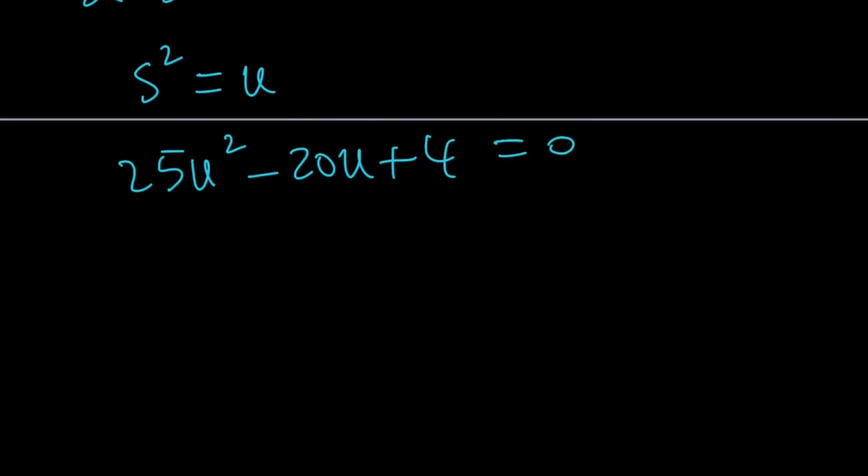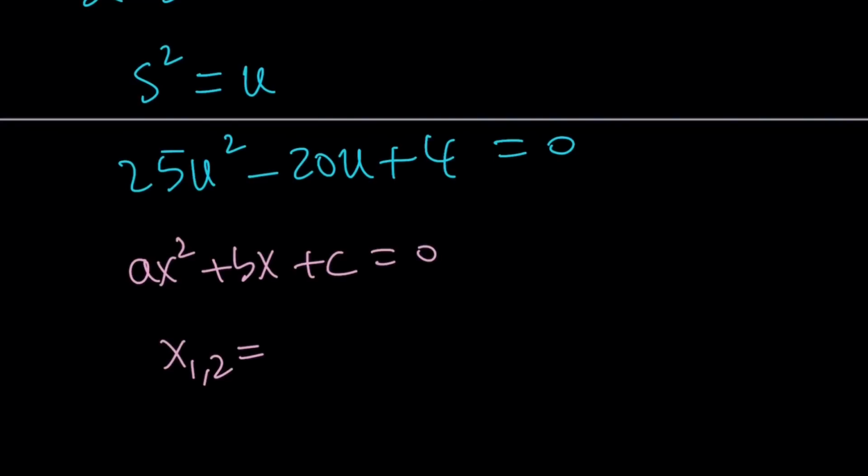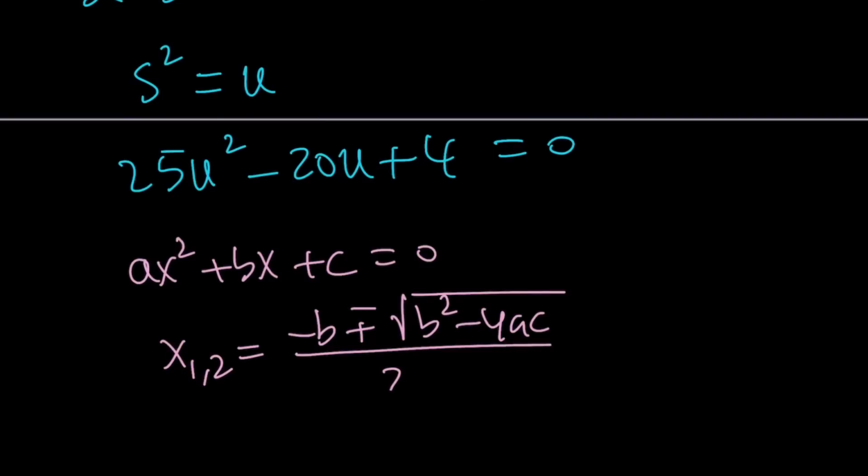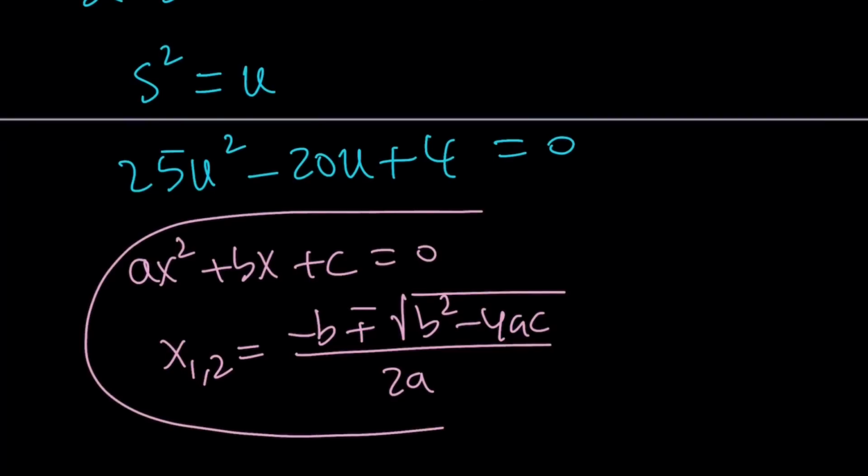The quadratic formula is negative b plus minus the square root of b squared minus 4ac all over 2a. So if you have a quadratic equation like ax squared plus bx plus c equals 0, then x sub 1, 2 can be found by using this formula, negative b plus minus the square root of b squared minus 4ac all over 2a. Hopefully you memorized this. If you studied algebra, you must have.